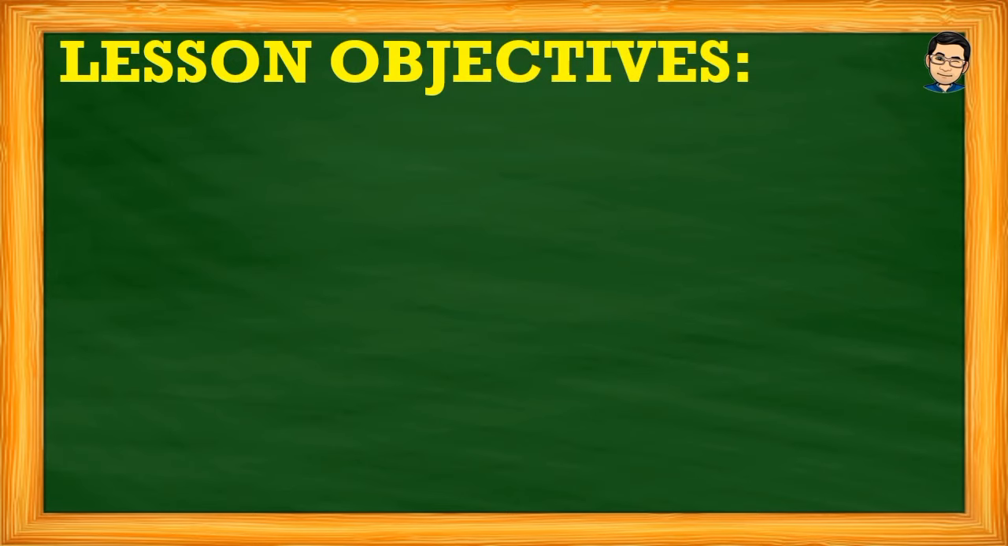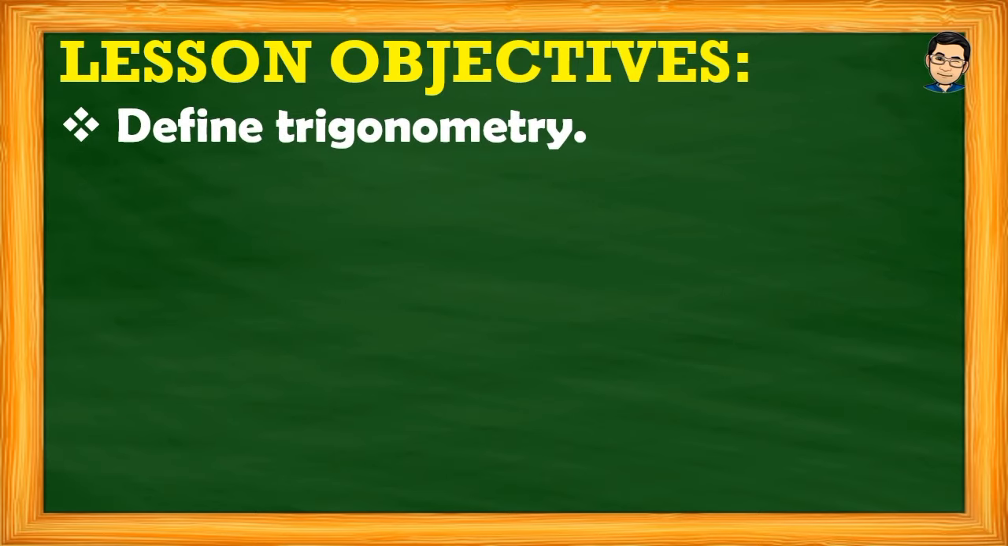So to start our video lesson, let us have our lesson objectives. First, we will define trigonometry. So bago nating illustrate yung 6 trigonometric ratios na sinabi ko kanina, we must first define what is trigonometry. What branch of mathematics is trigonometry? What do we study about trigonometry?